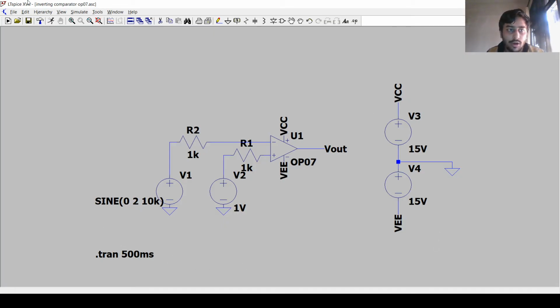This is the basic configuration of an inverting comparator. As you can see, it has an open loop configuration, which means that a feedback loop is not provided, and we have a reference voltage of 1 volt. So the output voltage will be the subtraction of this reference voltage and the sinusoidal voltage, which means that if the sinusoidal voltage is higher, then the output voltage will be negative, and if the sinusoidal voltage is lower than 1 volt, which is the reference volt, then the output voltage will be positive. So let's check the output waveform.